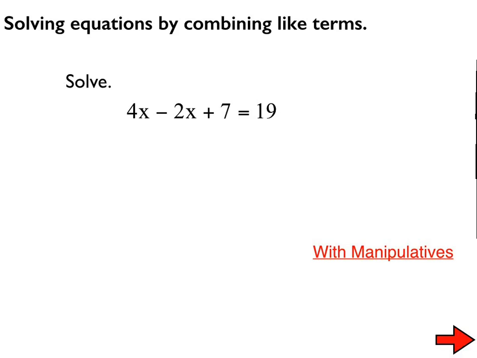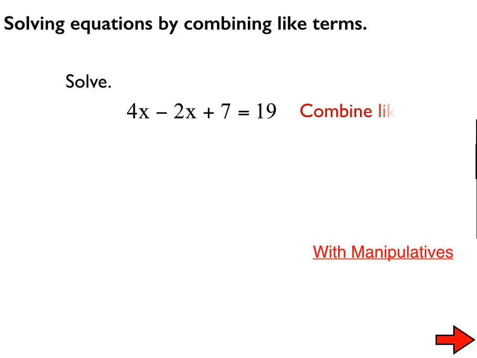So we have 4x minus 2x plus 7 equals 19. The goal with a multi-step equation is to get it to look like a two-step equation. So in this one, in order to make it look like a two-step equation, we would need to combine our like terms of 4x minus 2x. Yes? It's plus 7, not plus 6. Did I say plus 6? Okay, sorry. It is plus 7. Obviously, that's what it says up there.